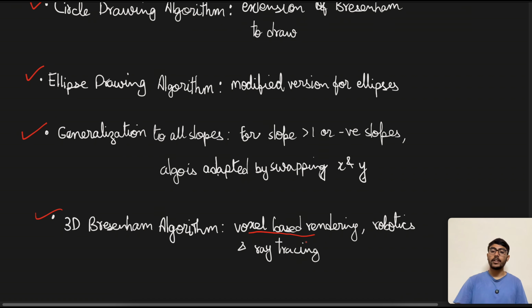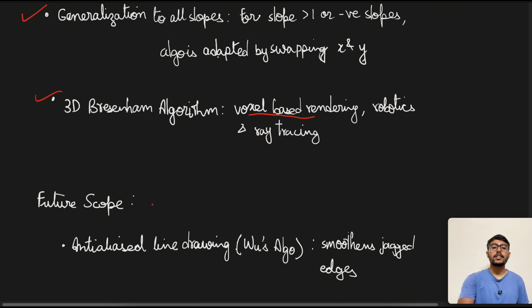Something related to ray tracing as well, which is a very hot topic these days. So in game development specifically, we've seen the Bresenham algorithm being applied, right? Next comes the future scope, the study which can be done with respect to the Bresenham algorithm.